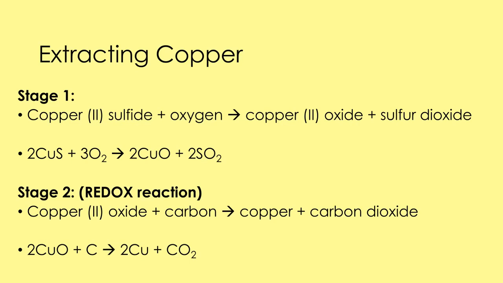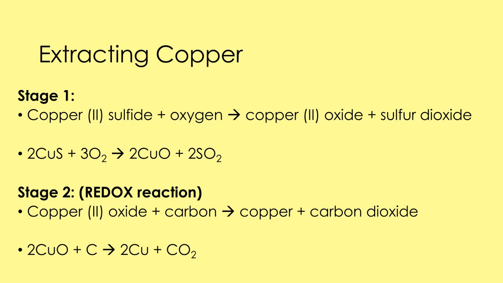If you look at these simple equations for stage two, hopefully you can see that that's a redox reaction. We've already talked about it in terms of oxygen. The copper's losing oxygen, so it's being reduced. If you look at the copper on the left-hand side and write out what the charges on the copper and the oxygen are, the oxygen would have a charge of 2 minus, and the copper would have a charge of 2 plus.